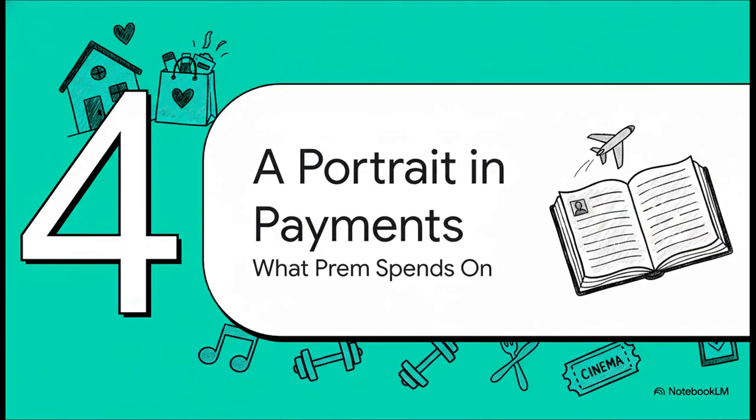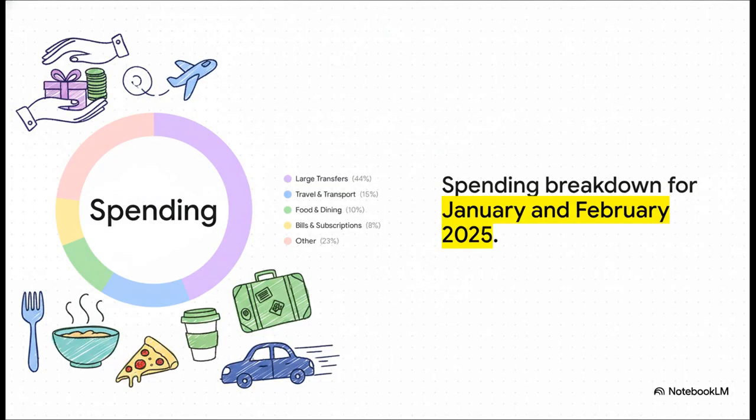Now, for the really fun part. Let's zone in on that withdrawals column and see how it builds a picture of someone's life. Where's all this money actually going? Because the spending details are where the data really turns into a diary. This chart breaks it all down for us. Now, yeah, large transfers are the biggest slice, but look what's next. Travel and transport at a pretty significant 15%, and food and dining at 10%. This alone tells us a lot about what's important to Prem.